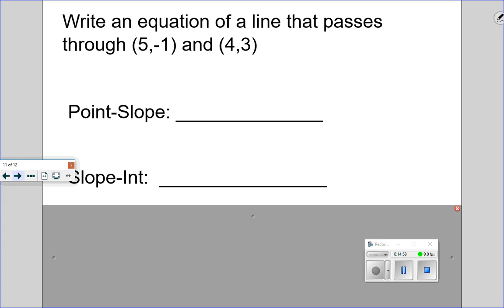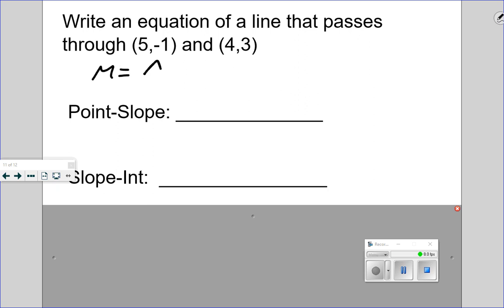The only time slope-intercept form is easier is if they give you the y-intercept specifically. These are just two random points. They're not y-intercepts, so it's easier to put it in point-slope form. The only thing we're missing is the slope. We don't have the slope, so we do have to calculate it. But we should remember how to calculate slope.